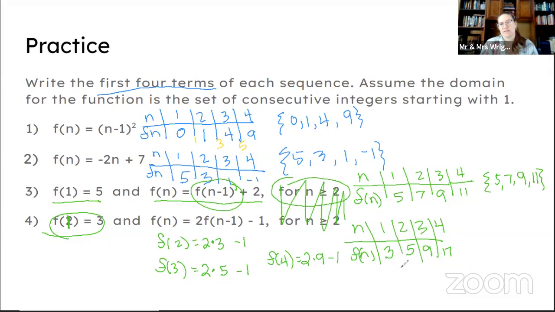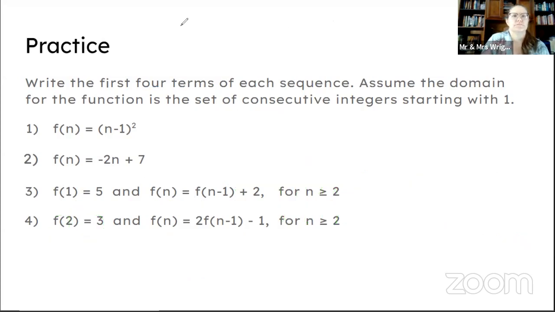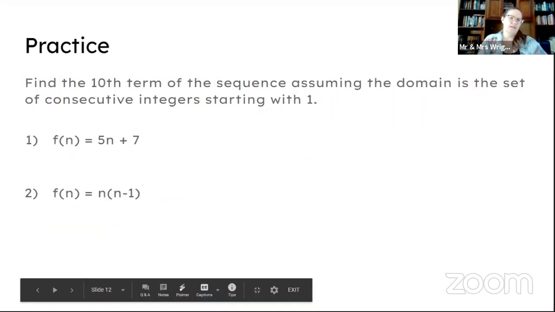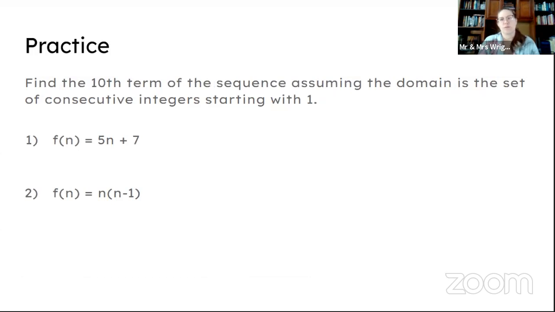This one does not look like an arithmetic sequence to me, just by glancing at it, but it is a sequence. So 3, 5, 9, and 17. That is our final answer. I think this is our last problem here. Oh, no, not quite. Find the 10th term of the sequence, assuming the domain is the set of consecutive integers starting with 1.